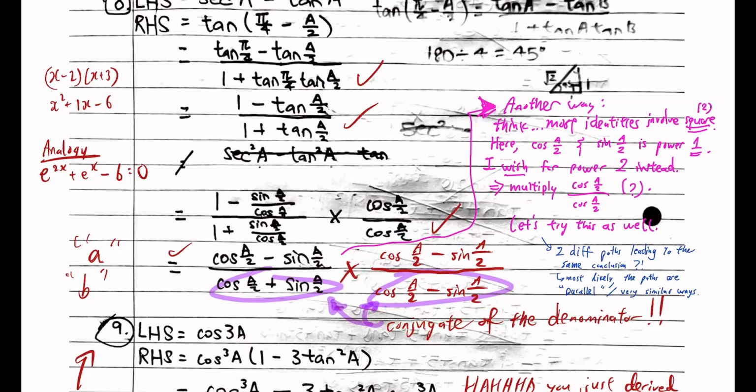Okay, if you are not sure, then you can let me verify. Then another way that I suggested is, how about if we multiply top and bottom by cosine A over 2?